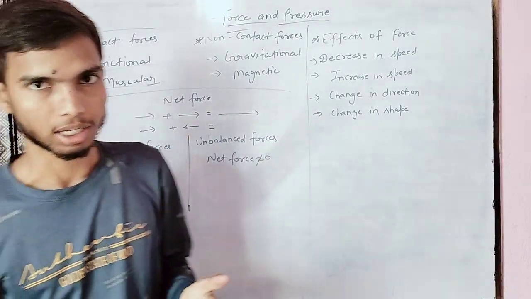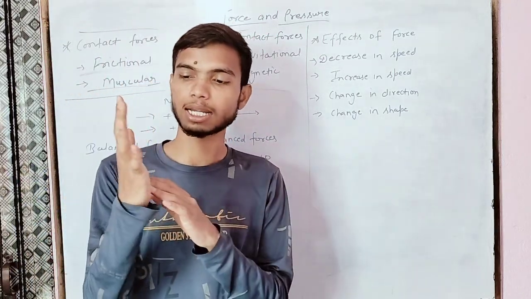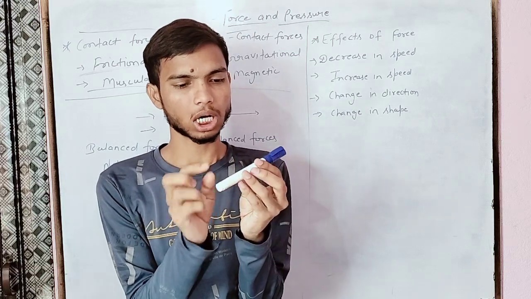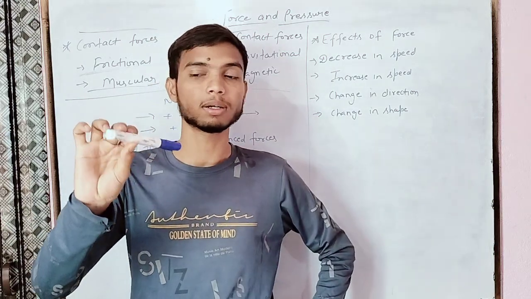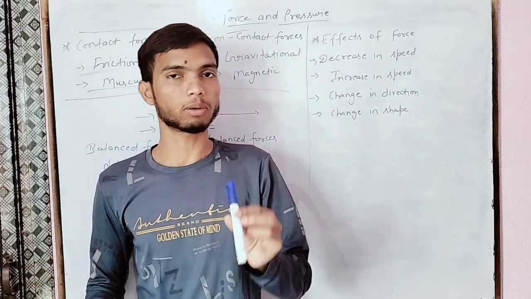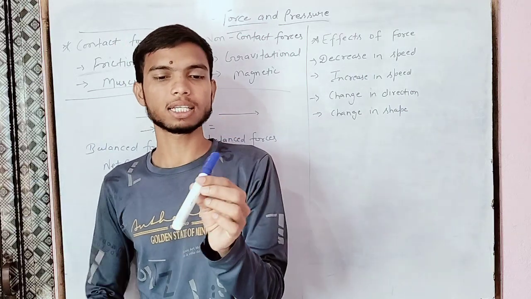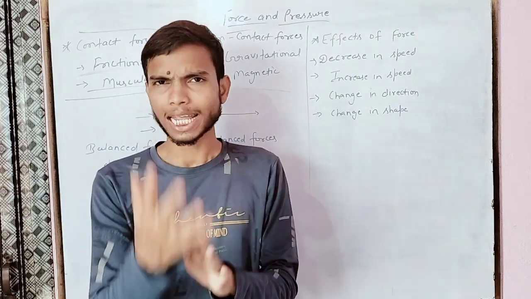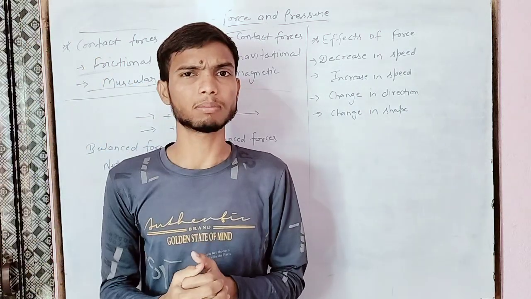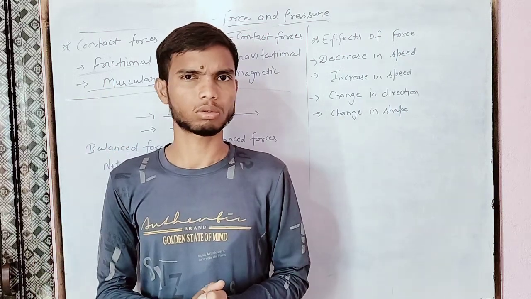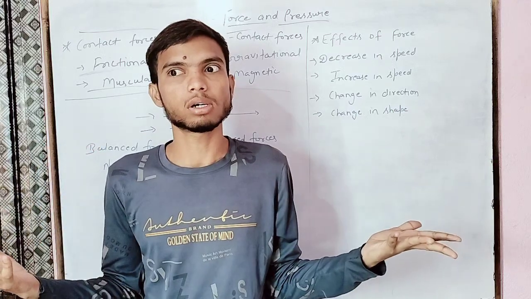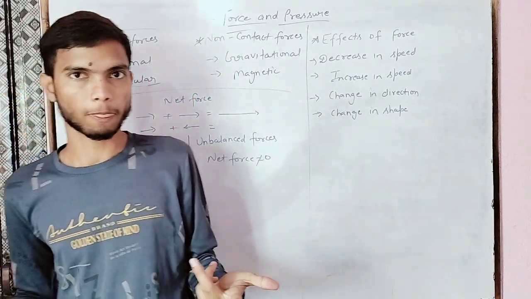So muscular force also we saw. I want to ask you, what is this hand made of? It is made of plastic, isn't it? Now you cannot say that this is made of muscle. Can you say that our hand is made of plastic? No. Is our hand made of iron? No. Yes, you can say our body is made of muscle.